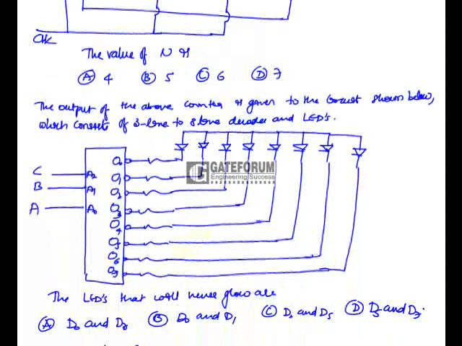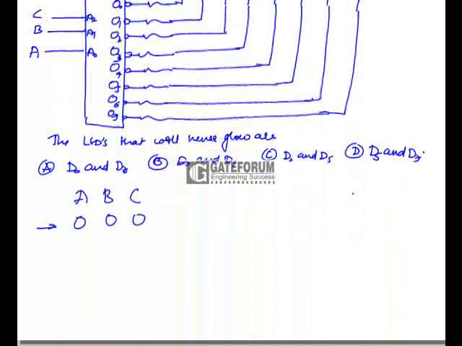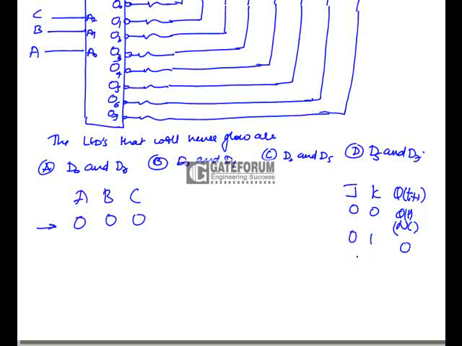Now what is the truth table for the JK flip-flop? The truth table for the JK flip-flop is given as J, K, and let us take the output as Q of t plus 1. When both are 0, there is no change in the output, so Q of t plus 1 is equal to Q of t. When 0, 1, the output is 0; when 1, 0, the output is 1. And what about 1, 1? This is Q of t bar, or you can say this is the toggle condition in the JK flip-flop.